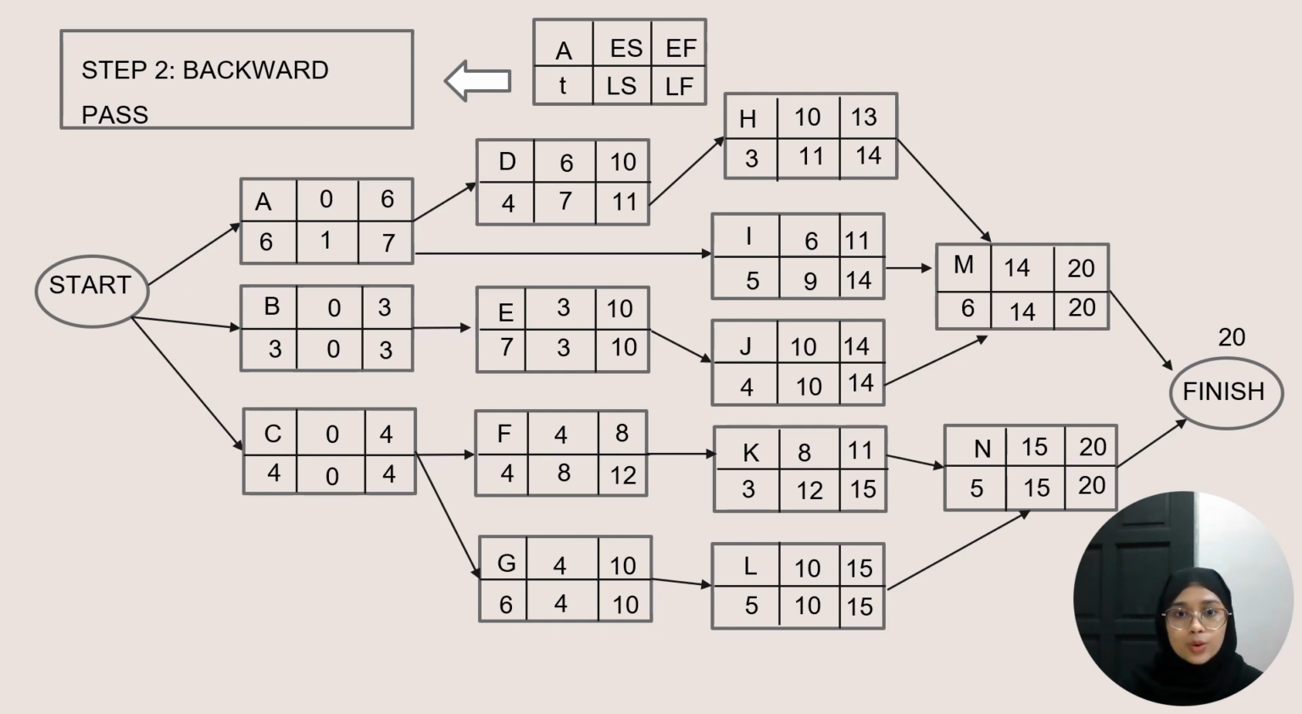Now, we can see that activity B has one successor, E, with the latest start time of 3, so its latest start time will be 0. Now, activity A has two successors, which are B and D, but the minimum number is from activity D, which is 7. So 7 minus 6 gives 1. The backward pass is now completed.